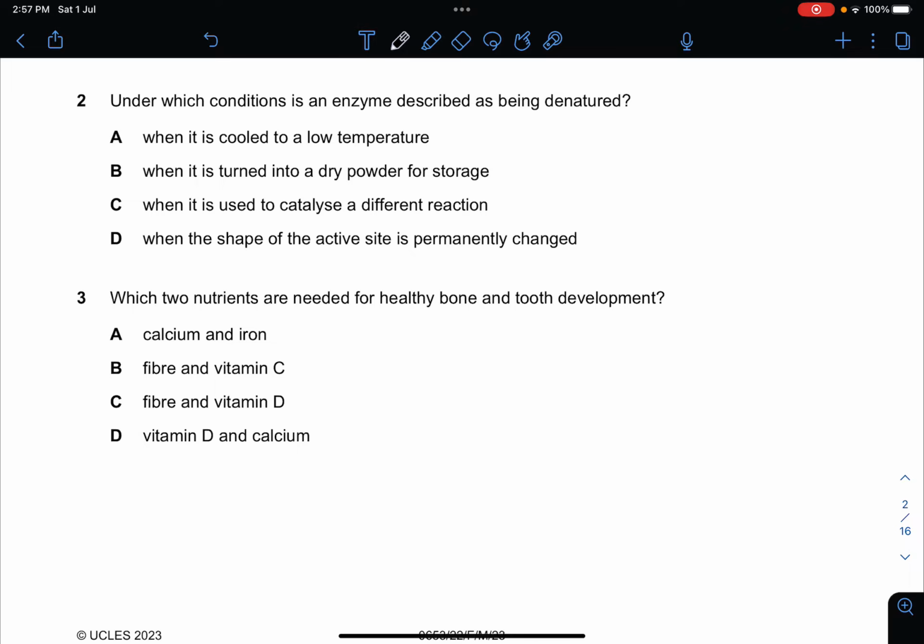Okay, under which condition is an enzyme described as being denatured? So it is considered denatured when the shape of the active site is permanently changed. So once an enzyme's active site is changed, it therefore cannot be used anymore. Okay, which two nutrients are needed for healthy bone and tooth development? So tooth development would be vitamin D and calcium.